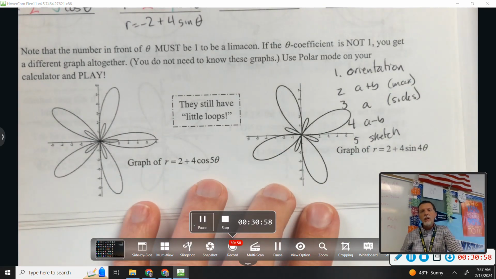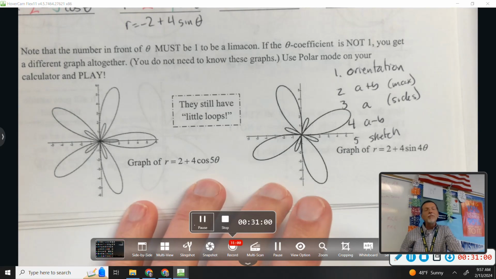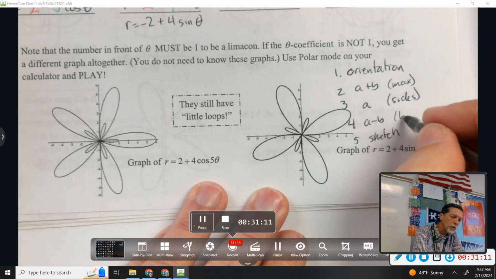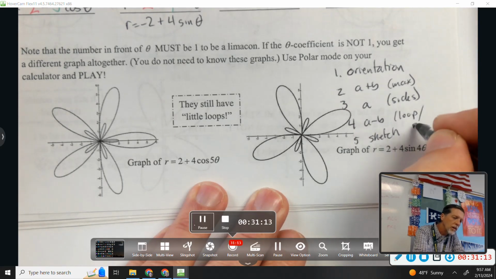And so you don't have to know ahead of time, is it a cardioid, is it a loop, is it a no loop? I don't know. Set the orientation, go to the max, go to the sides, and then you figure out the loop or no loop stuff with A minus B.